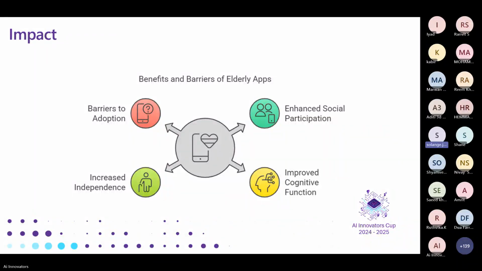So I'm not sure if people will be convinced by my project, so it's better to add numbers. For example, here I'm saying enhanced social participation. By how much? What is the percentage? Where did I get the statistics? How did I mention this point?